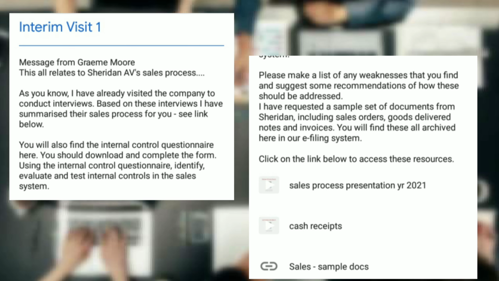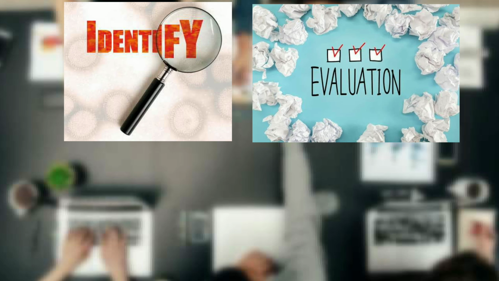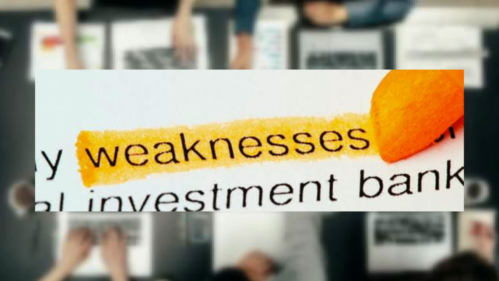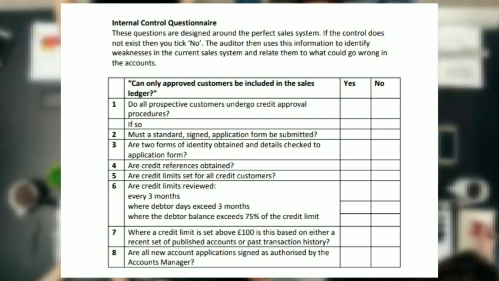There you can see a summarized sales process, cash receipts, sales sample documents and such, and most importantly, the internal control questionnaire, in which we will identify, evaluate, and test the internal controls in the sales system. We will also make a list of any weaknesses spotted and suggest recommendations on how these should be addressed. This is the content of the internal control questionnaire.